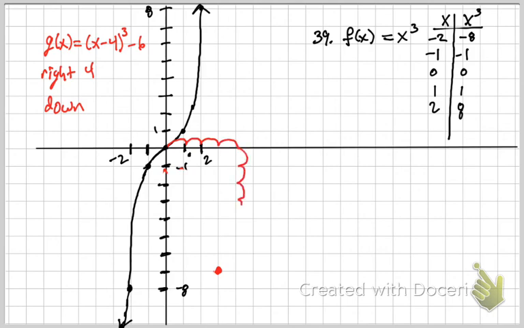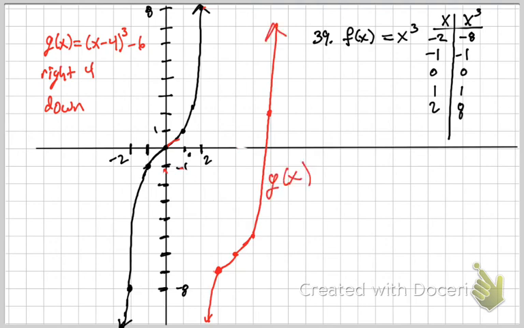Right 4 and then down 6. Okay, right 4, down 6, right 4, and down 6. And so we're going to have the same shape shifted to the right 4 units and then down 6. Looks like I didn't write down 6, did I? Okay, there we go, down 6. Okay, and so there is our transformation.